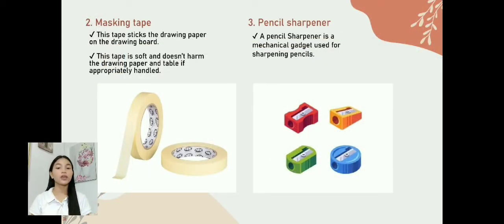Next we have here the masking tape and the pencil sharpener. First, the masking tape. This tape sticks the drawing paper on the drawing board. This tape is soft and doesn't harm the drawing paper and table if appropriately handled. Next is the pencil sharpener. It is a mechanical gadget used for sharpening pencils.